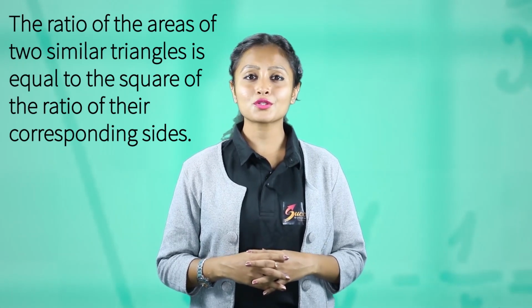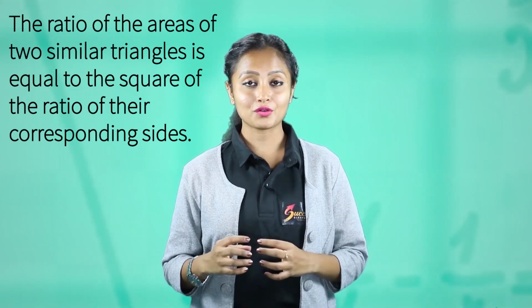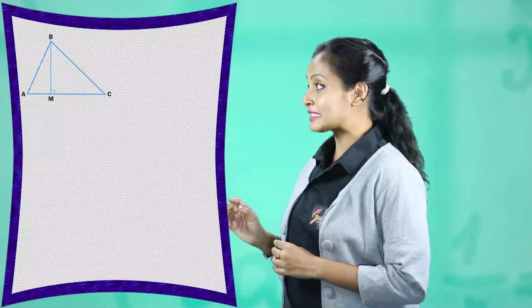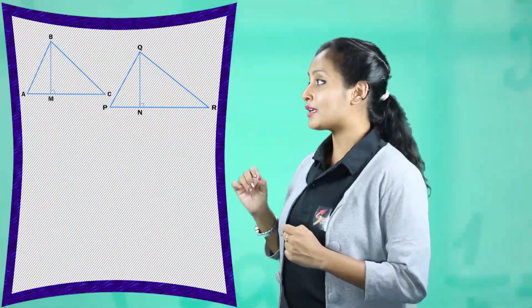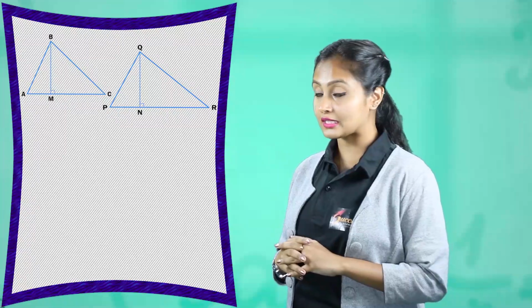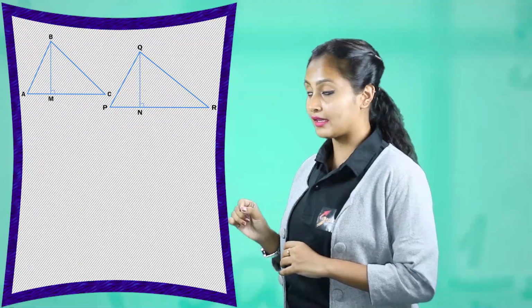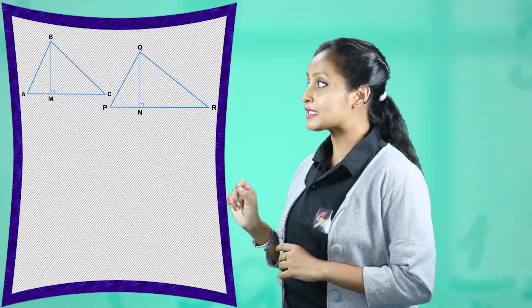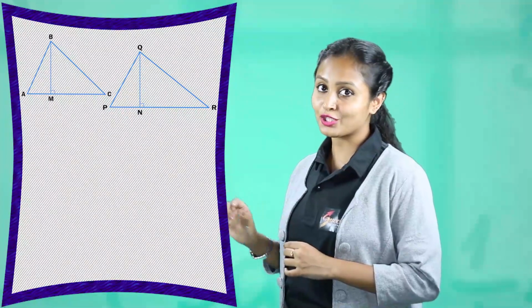Moving on to the next theorem. This theorem states that the ratio of the areas of two similar triangles is equal to the square of the ratio of their corresponding sides. Let us consider two triangles, triangle ABC and triangle PQR. Draw a point M in triangle ABC such that AM meets BC at exactly 90 degrees, and mark A and M. Now draw a point N from P in such a way that PN meets line QR at 90 degrees.